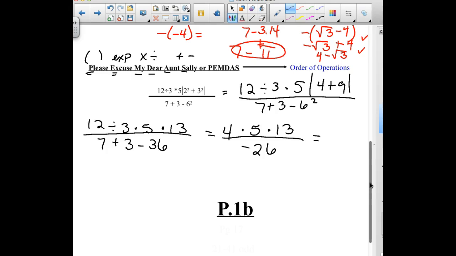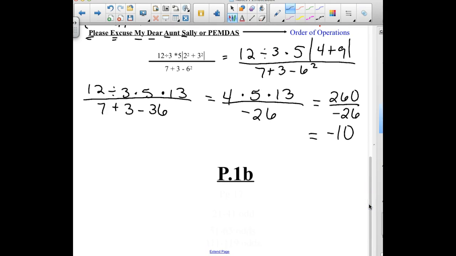If you want, go ahead and multiply. We have 4 times 5, that would be 20, and 20 times 13 would be 260. And then we are dividing that by the negative 26. Our final answer should be a negative 10. All right, and that type of equation or calculation should be done without a calculator at this level.